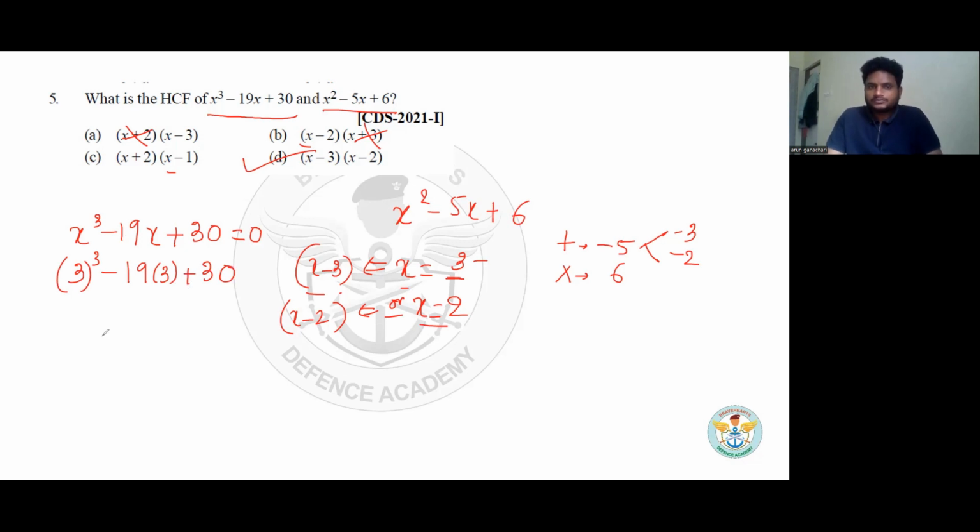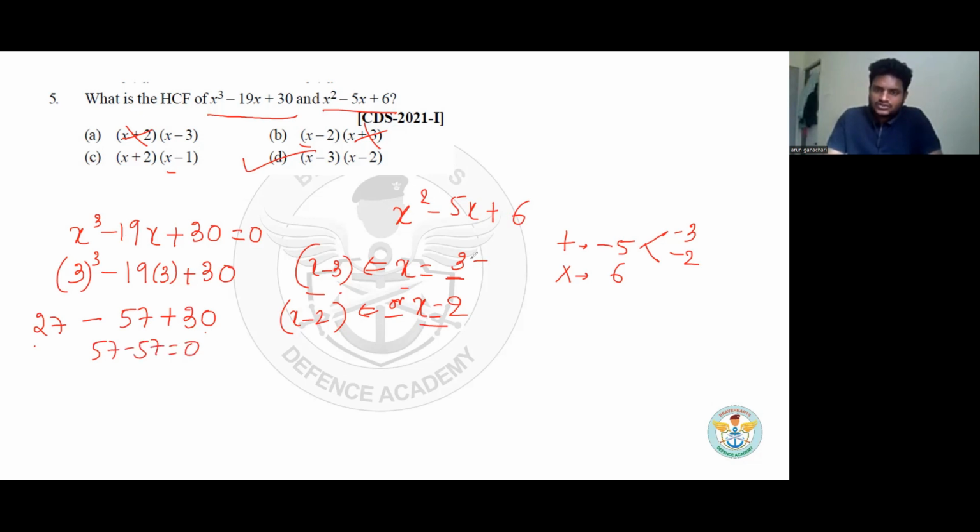What is 3 cube? 27. 3 cube is 27. 27 minus, what is 19 into 3? What is 19 3s are? 57. 27 plus 30 is what? 57. 57 minus 57 is 0.